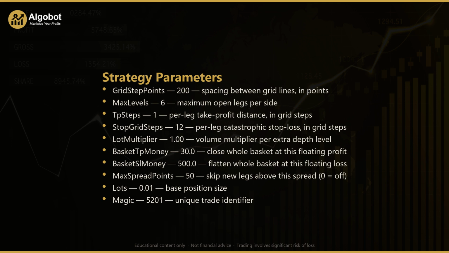Max spread points, defaulting to 50, blocks new entries when the spread is too wide. Set it to 0 to disable the guard. Lots, defaulting to 0.01, is your base trade size. And Magic, defaulting to 5201, is the unique identifier that lets this strategy manage only its own trades. Always test changes carefully before considering any live use.